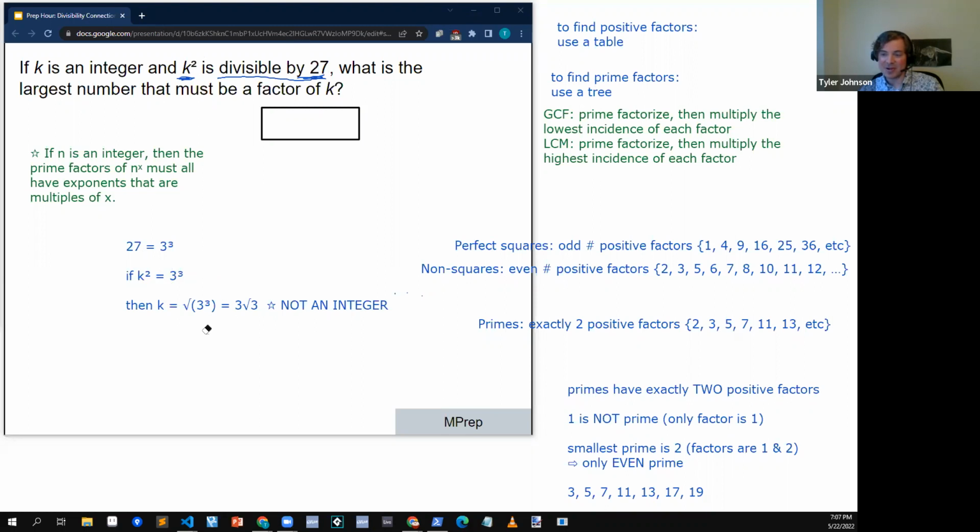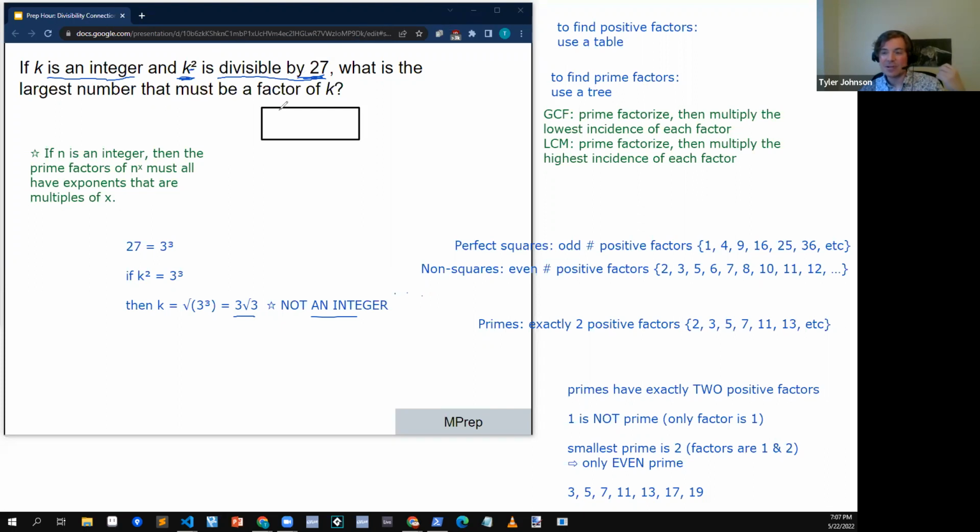We just undo that square on each side. It's the square root of 3 cubed. But 3 cubed doesn't unsquare nicely. I'd get 3 root 3. That is not an integer. Again, we need to keep k as an integer. So because I'm squaring k here, it's got to be divisible by 27.